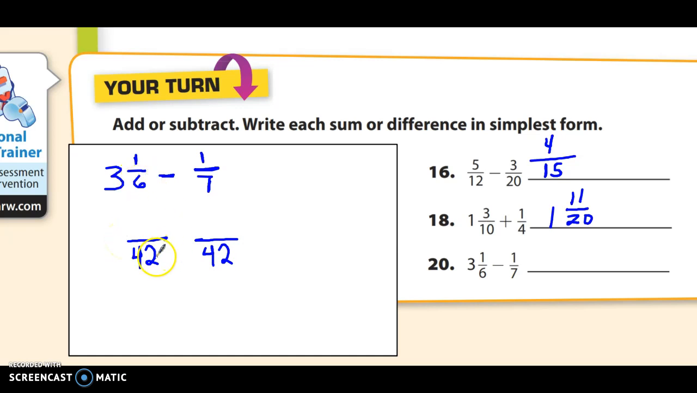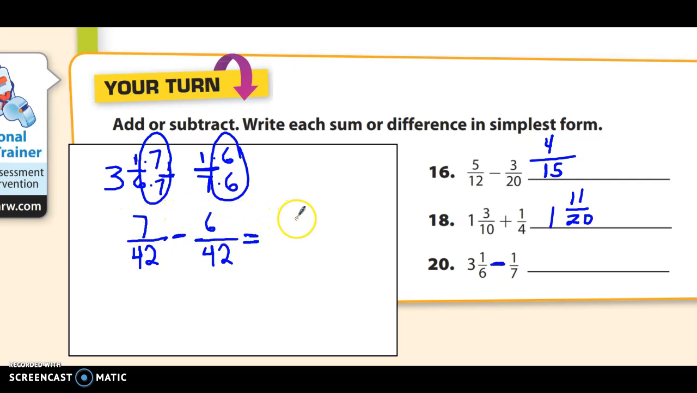So how did I get from 6 to 42? I multiplied by 7. How did I get from 7 to 42? I multiplied by 6. So I multiply this by 7. I multiply this by 6. We always multiply the numerator and denominator by the same number. So 1 times 6 is 6. Pay attention to the fact that this was subtraction. You see that subtraction sign? And so you do 7 minus 6 is 1, 42nd.